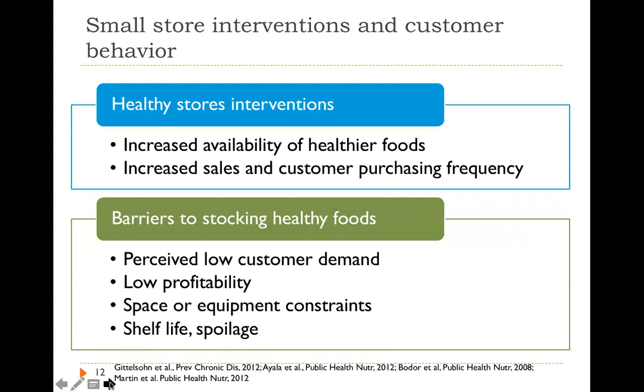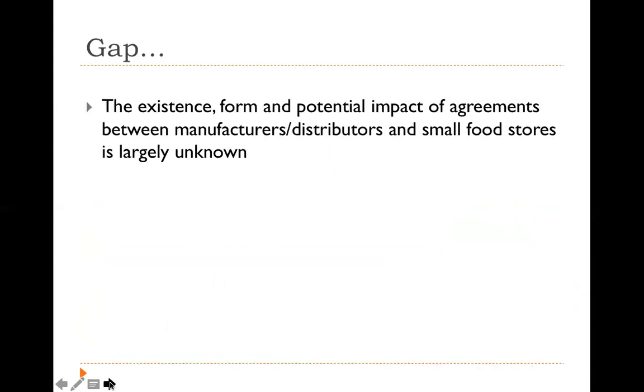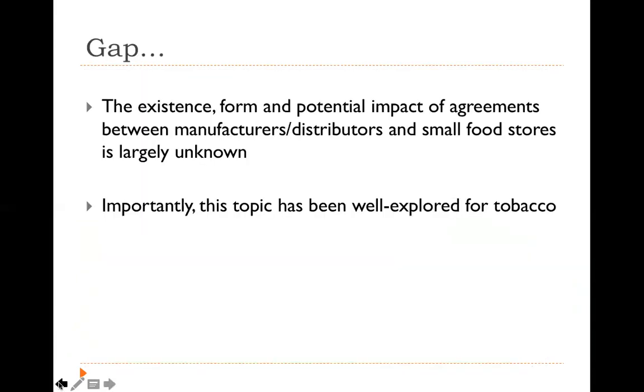So first, what we need to understand is how retailers make decisions about which products to stock, promote, and display prominently in their stores. Next slide. However, this is a gap in the literature, and you can click on through, Jackie. We actually know very little about the nature of the types of agreements that small food store owners and managers have with the manufacturers and distributors of both healthy and unhealthy foods in their stores. And we don't really know what the impact of these types of agreements are on healthy or unhealthy food availability and marketing at the point of sale.